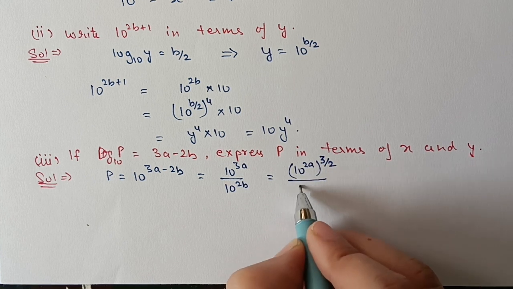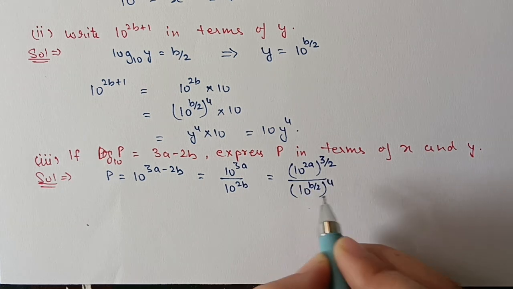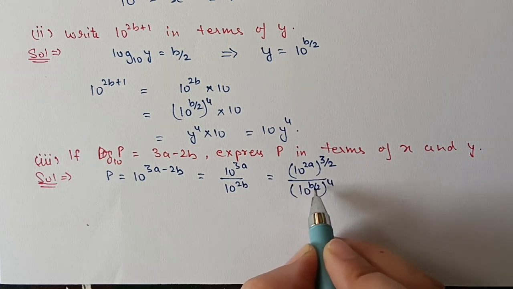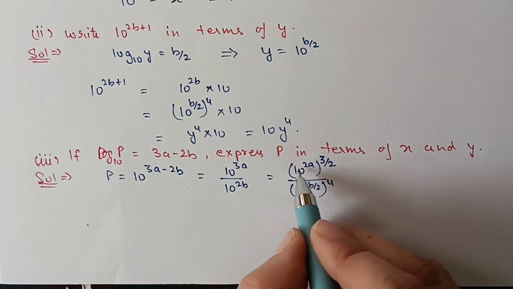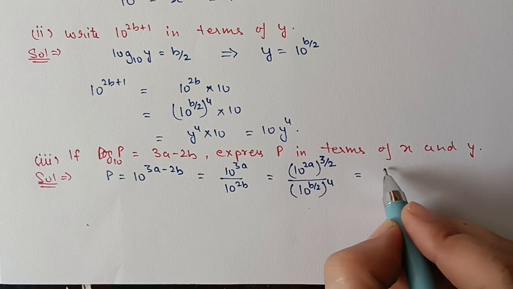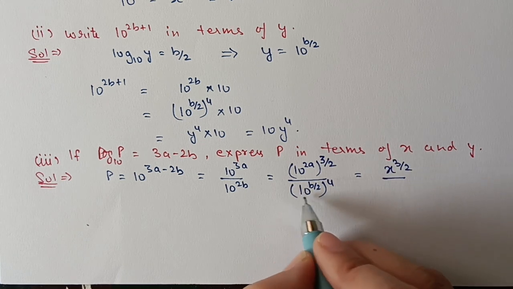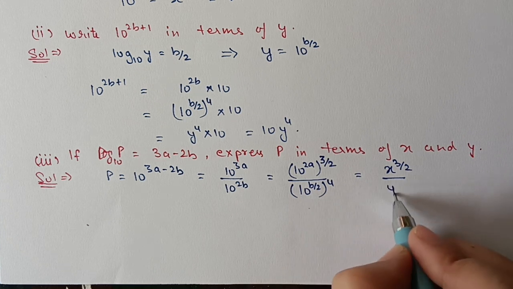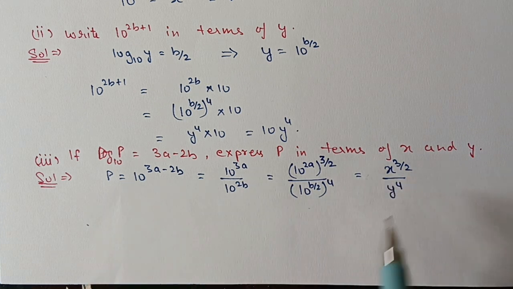Down below we can write 10 to the power b by 2 whole to the power 4. So b by 2 into 4, this is actually 2b only. Now this 10 to the power 2a is equal to x. So we can replace it with x to the power 3 by 2. Down below, this is equal to y. So this is y to the power 4. So we got p in terms of x and y.